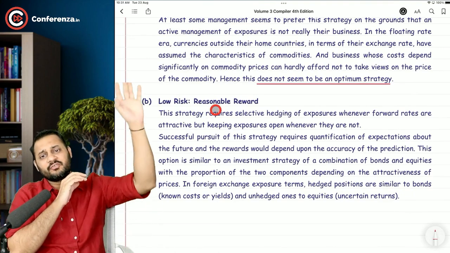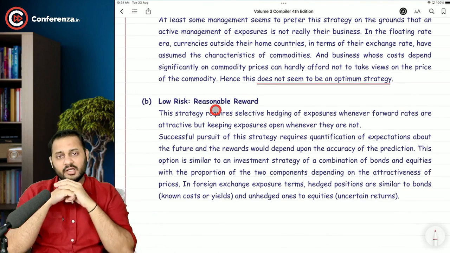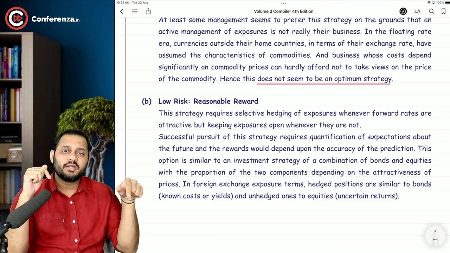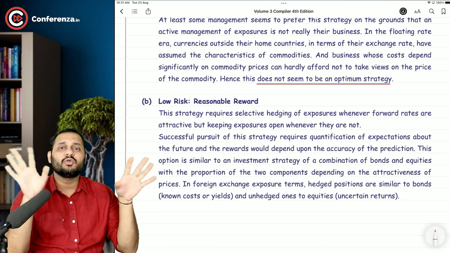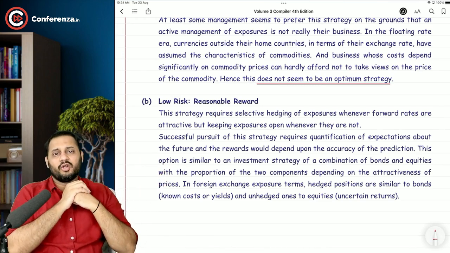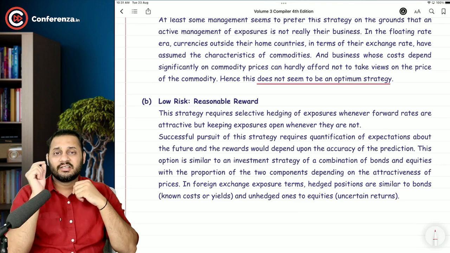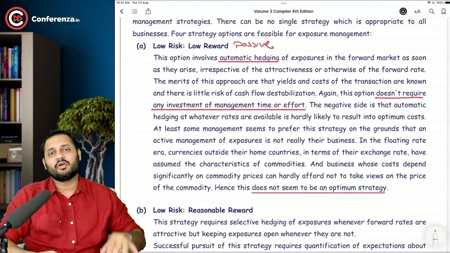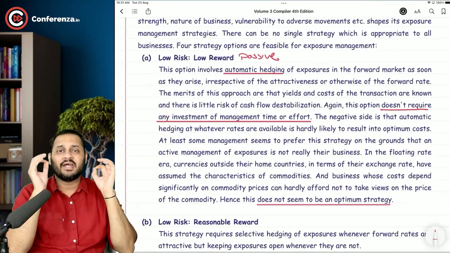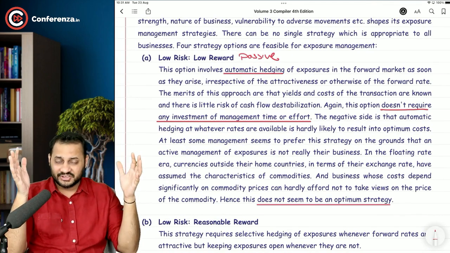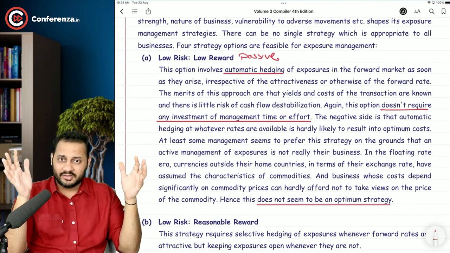Okay, the second type of strategy is low risk but a reasonable reward. Now, how is it different from the first one? In the first one also the risk was low, in this also the risk is low, but in the first one the reward was also low, and in this one there is a reasonable reward. What might be the difference? It is the difference of participating to some extent. We were not participating in that, and we had a strict policy of hedging all the transactions automatically.